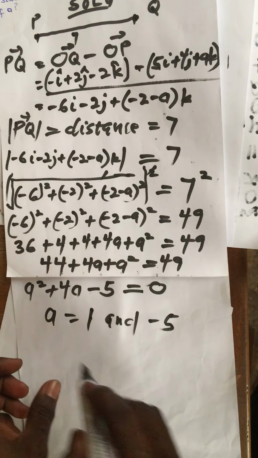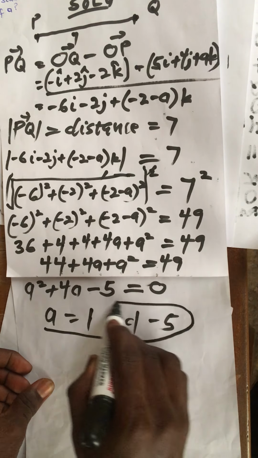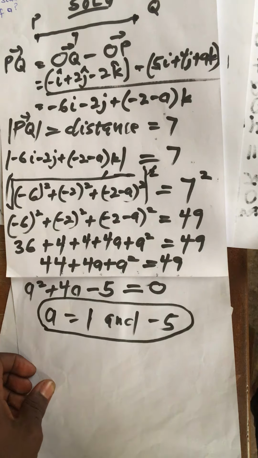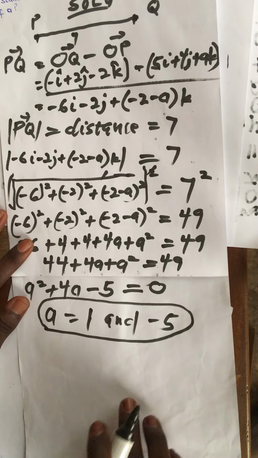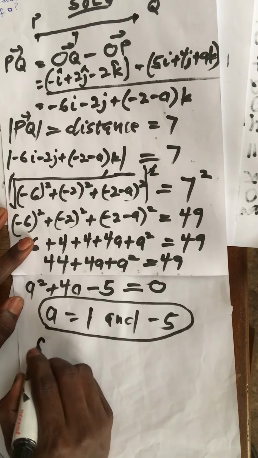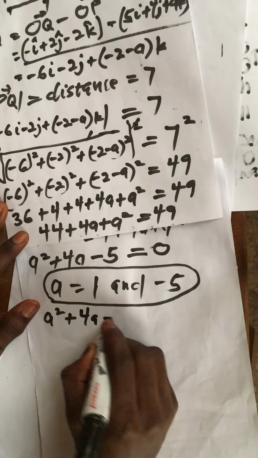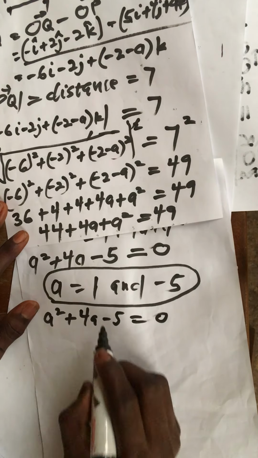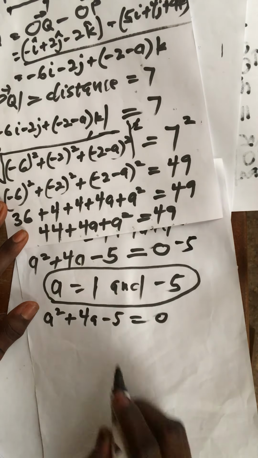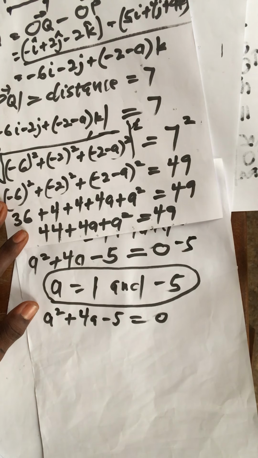So if it's objective, then you use a calculator to solve. If not objective, this is how you go about it. a square plus 4a minus 5 equal to 0. So this is negative 5. So look for the product of the factors of negative 5. So we can take 5 and then negative 1.